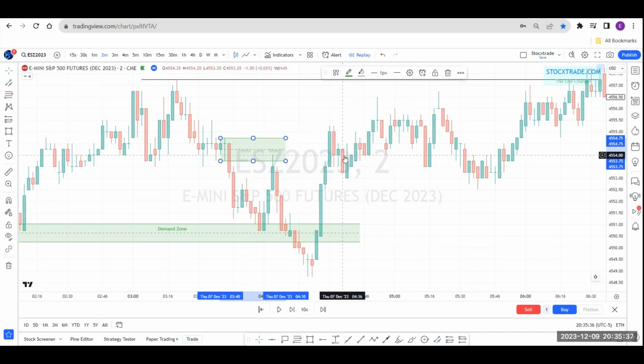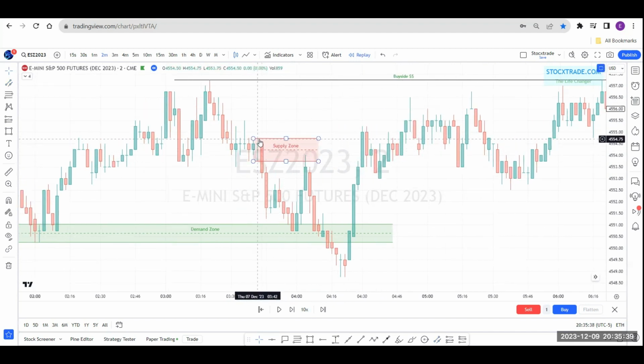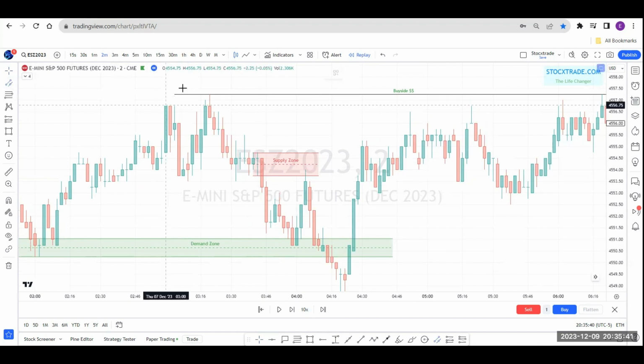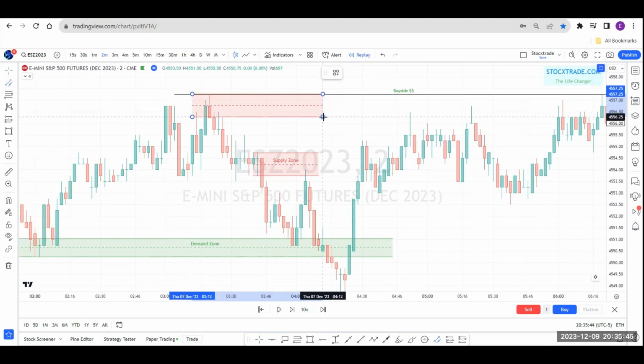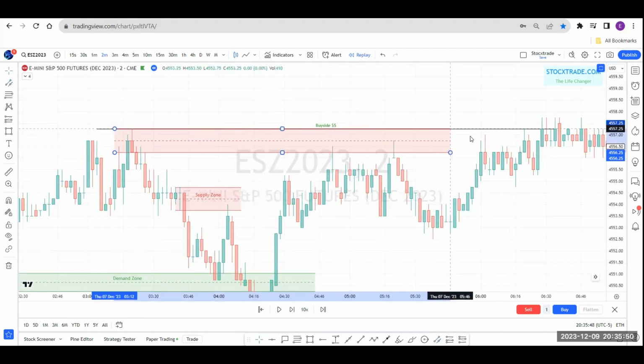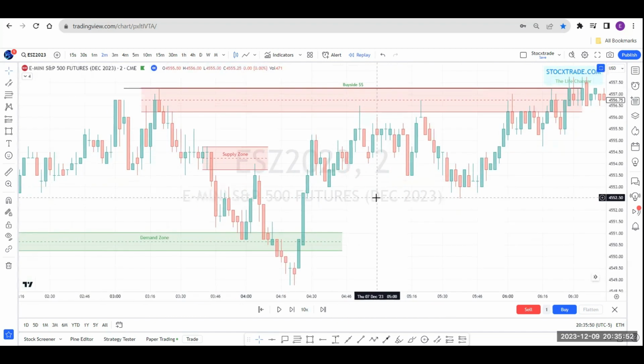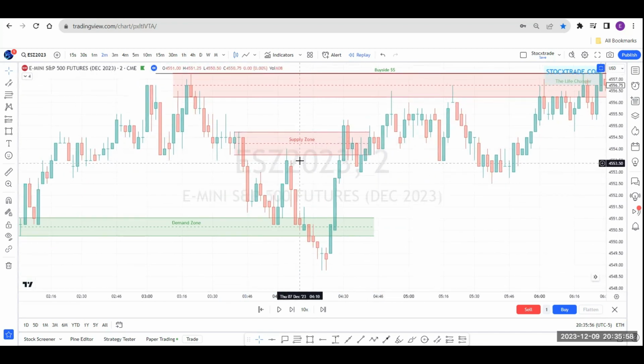This is your supply zone. Candle before the reversal. This is there. The major supply zone is here. This candle, this red candle. Okay, not the green one. Major supply is here. So this is your internal supply. This supply is basically where the market came down, again went up.